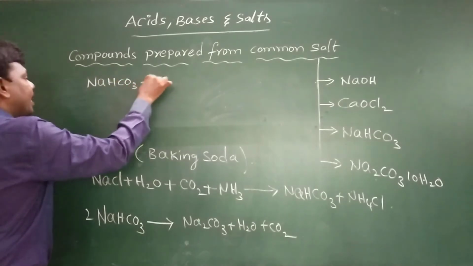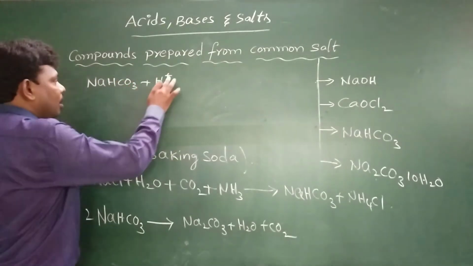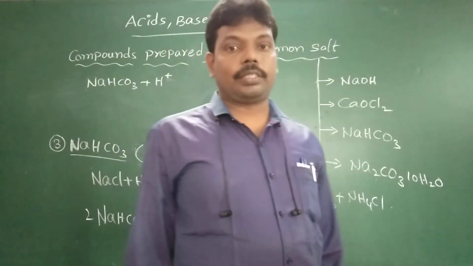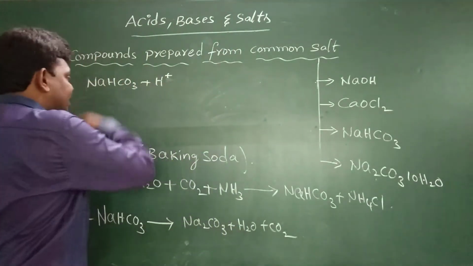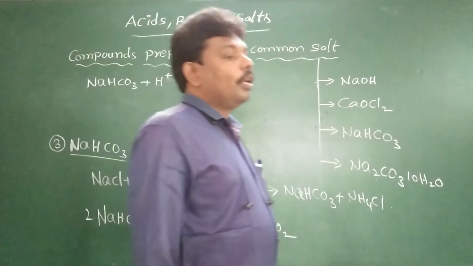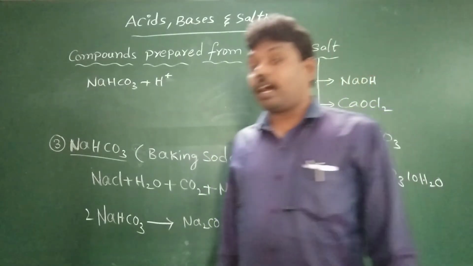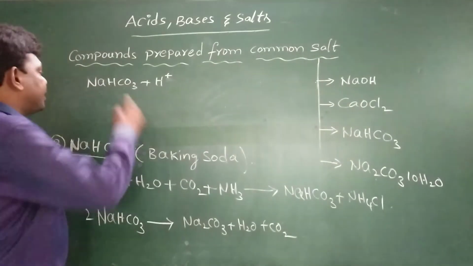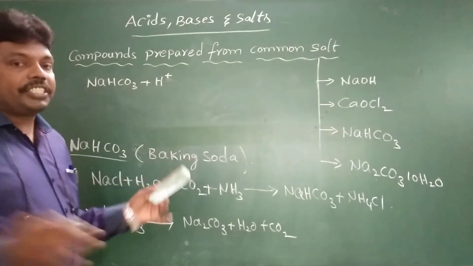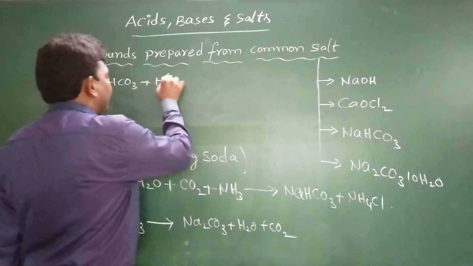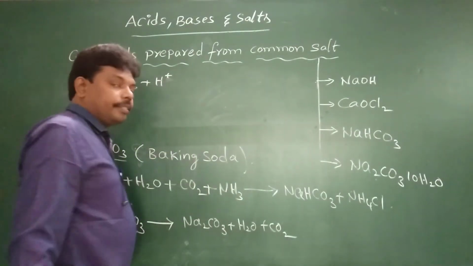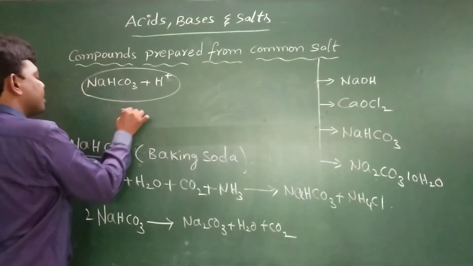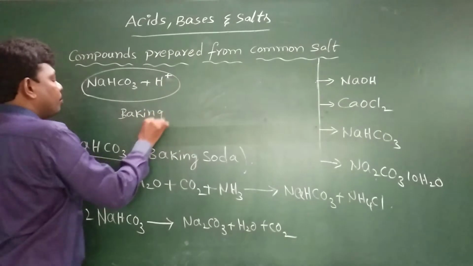NaHCO3, plus a mild edible acid. H+ means acid, because acids give H+ ions. That's why I am simply taking one acid. Which acid? A strong acid? No. A mild edible acid; mild organic acids we have to take. For example, baking soda and tartaric acid. The mixture is called baking powder. The combination of these two is called baking powder.